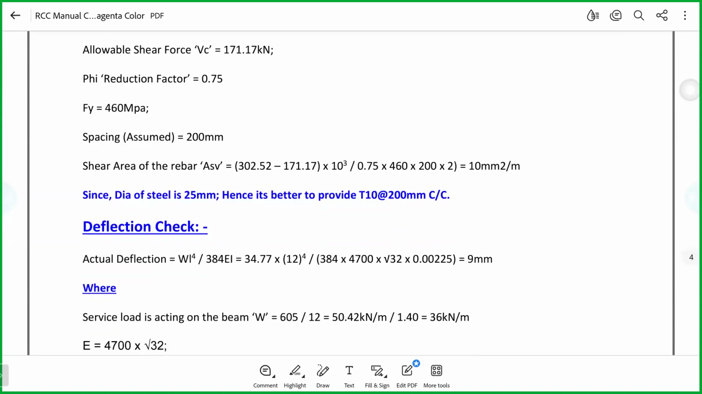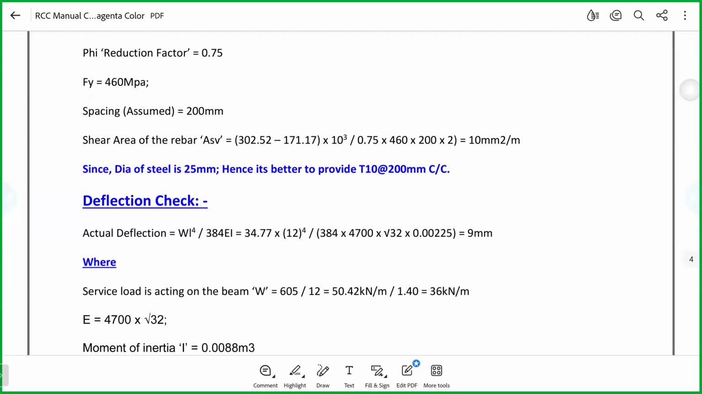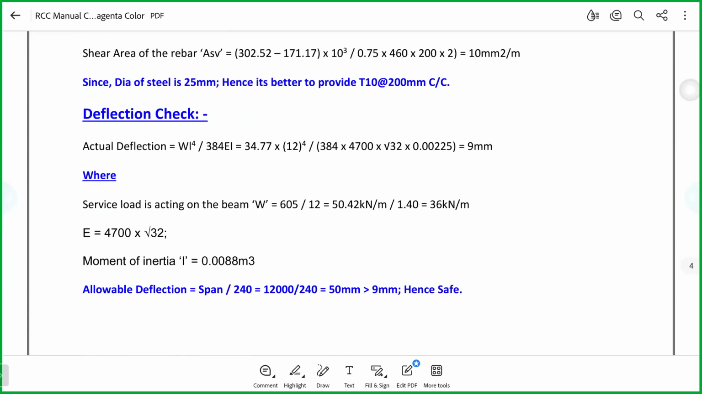Okay. So when you calculate the shear area of the rebar for the deficiency, it is only 10 millimeters per meter, which is much less. However, I'll go for the provided rebar of T10 at 200 mm center to center, because the diameter of the main steel is 25 millimeters. So to be compatible with the diameter of the rebar, I cannot go for 8 millimeters. I have to go for compatible, or else the bar will not be locked, it will be open practically.